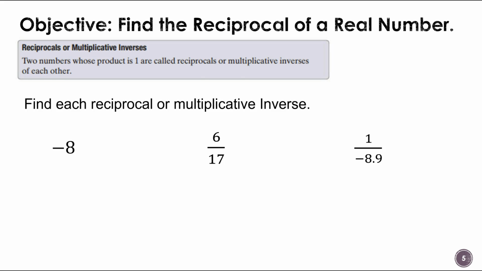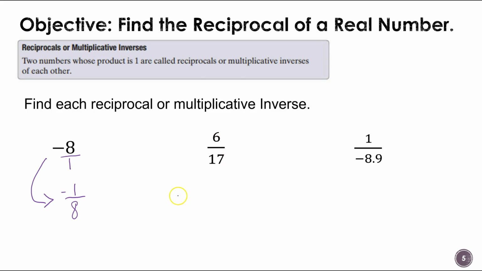Okay, so we're going to talk about some reciprocals, which seems like we talked about those before, but maybe not. When you multiply a number times its reciprocal, we always get 1. If you look at this first number, we can think of it as negative 8 over 1. So the reciprocal is going to be negative 1 over 8, right? So basically you just flip it upside down. Whatever sign it was stays.